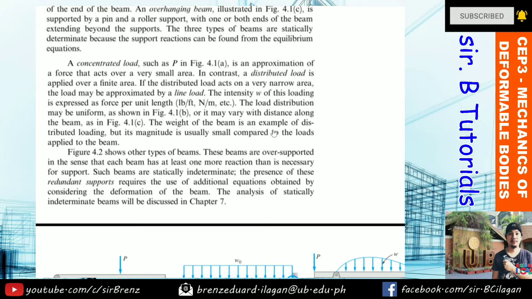The weight of the beam is an example of distributed loading or yung self-weight natin. But its magnitude is usually small compared to the loads applied to the beam. So sometimes yung self-weight niya or yung weight ng beam mismo is neglected. But sometimes it is indicated in the problem na you need to consider the self-weight of the beam. So isasama mo siya doon sa original loading. Okay?